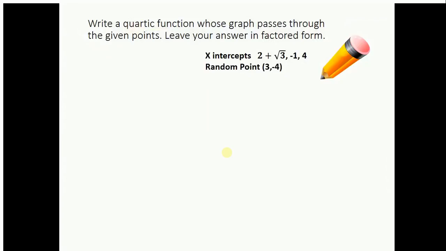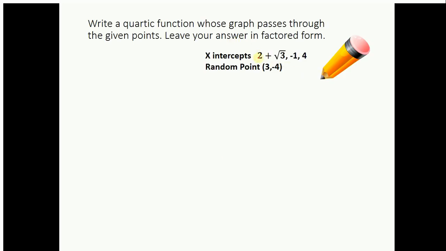Alright, so let's look at two more problems here. So I'm going to write a quartic function whose graph passes through the given points, and I'm going to leave my answer in factored form. So I have x-intercepts, one of them being 2 plus square root of 3, one being -1, and another one being 4. Now, something to keep in mind.